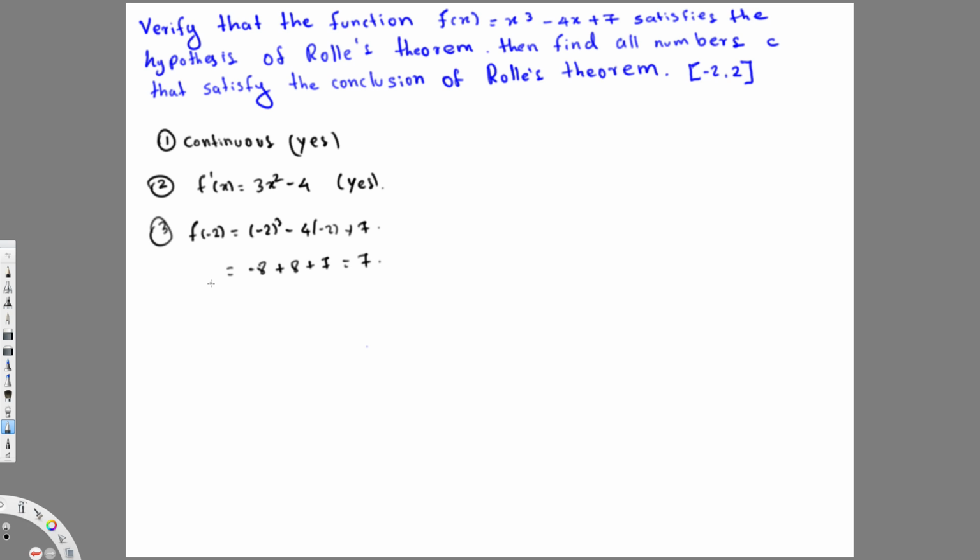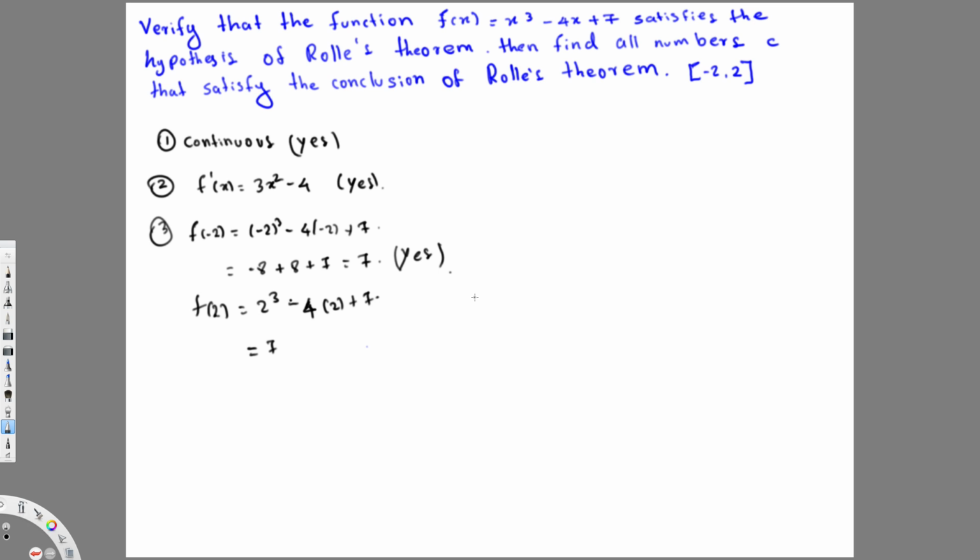Now I have to make sure whether f of 2 also gives the same value. Let's see. f of 2 is equal to 2 cubed minus 4 times 2 plus 7. So this is 8 minus 8 is 0, 0 plus 7 is going to be 7. Both of them are giving the same answer, therefore this is also yes. So it satisfies all three conditions that apply to Rolle's theorem. Therefore, now we can do the question.